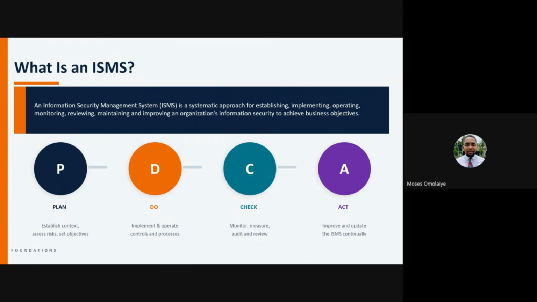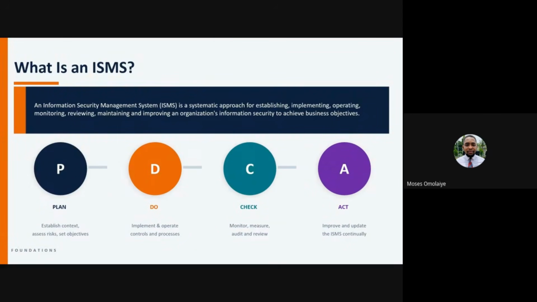So in the plan phase, you establish the context of the organization. We won't go deep into that because it's above the scope of this foundation course. Then you assess risks, then you set objectives. So after assessing the possible risk, then you set the organizational objectives for the ISMS.